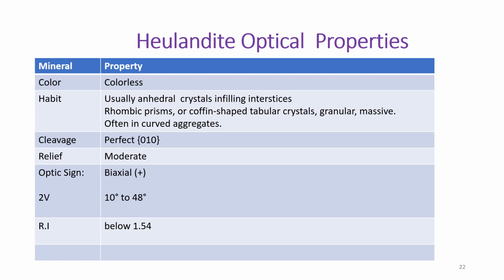Coming to the optical properties of heulandite, it is colorless in thin sections, and habit, it's usually anhedral crystals filling interstices, and rhombic prisms or coffin shaped tabular crystals, and these are also granular massive. They are often in curved aggregates, and the cleavage is perfect on 010, and it has moderate relief, and the optic sign is biaxial positive, and 2V is about 10 to 48 degrees, and refractive index is below 1.54.